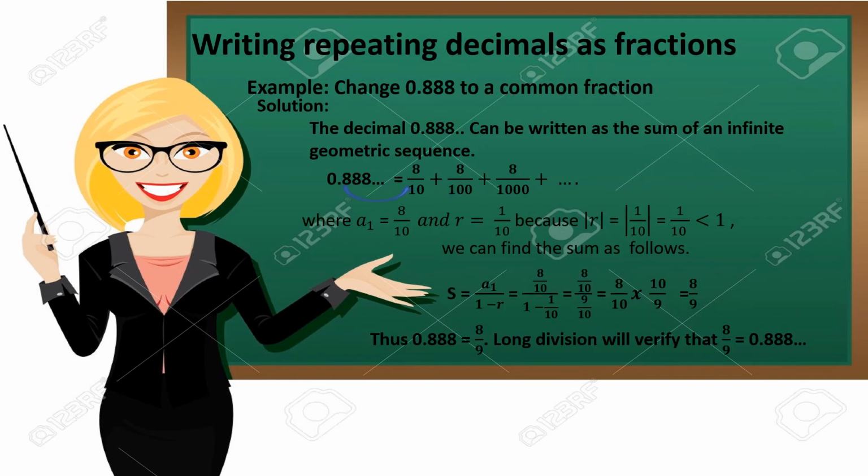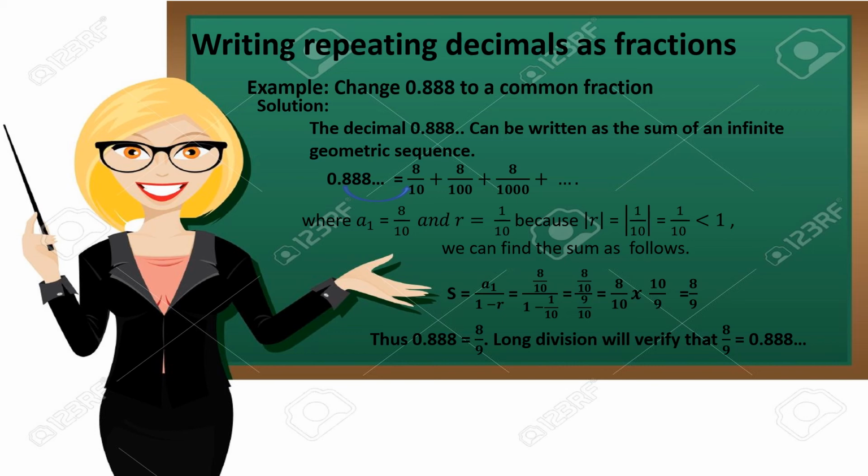This time, we are going to study how to write repeating decimals as fractions. Example, change 0.888 to a common fraction. Solution. So what are we going to do? We are going to separate the decimal number, that is 0.888, by using fractions. So, 8 over 10 plus 8 over 100 plus 8 over 1,000.